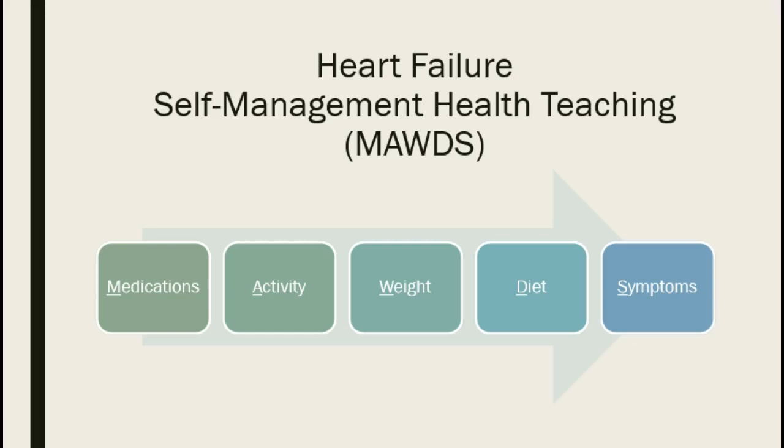A is for activity. So we want our patients to stay as active as possible, but we don't want them to overdo it. So they need to learn to know their limits. And they should be able to carry on a conversation while they're exercising. If they can't, they should probably slow down. And then weight. Our patients should weigh themselves every day at the same time in the same clothes.